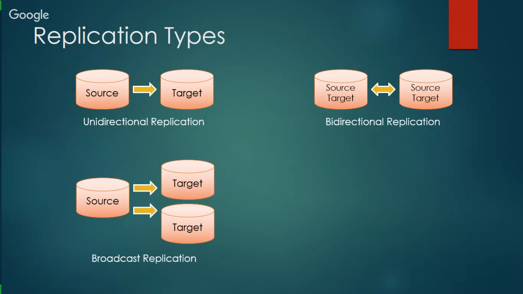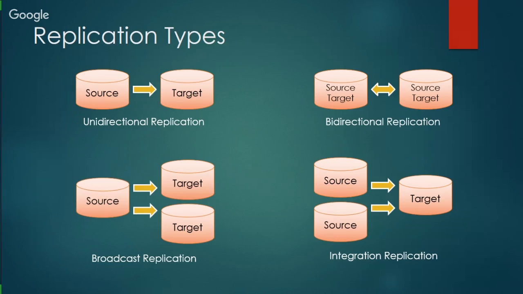The next level of replication is known as broadcast replication. Let's say you want to send one table or one schema to different databases, one a test database and one a development database. In this case, you set up broadcast replication. The same data is replicated to multiple databases. There is also integration replication. Let's say there is a sales database and a product database, and you want to combine both of them into one database, or consolidate. This is also known as consolidation replication. That is also very much possible.